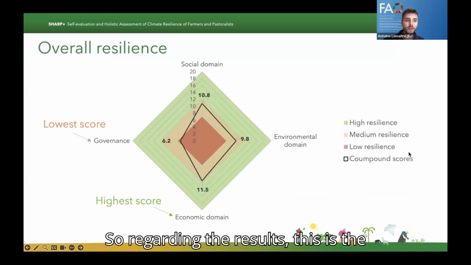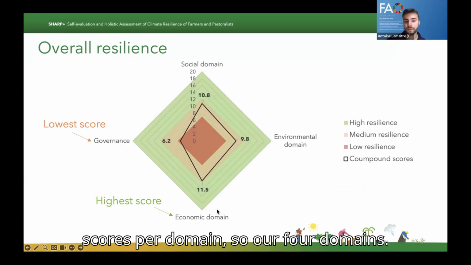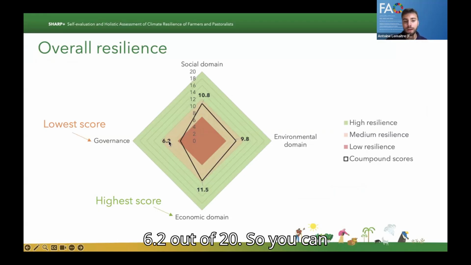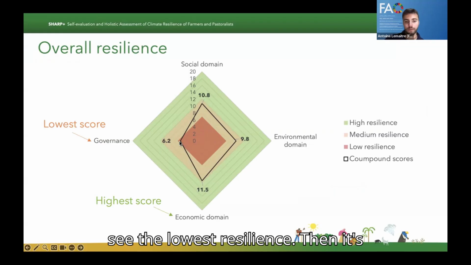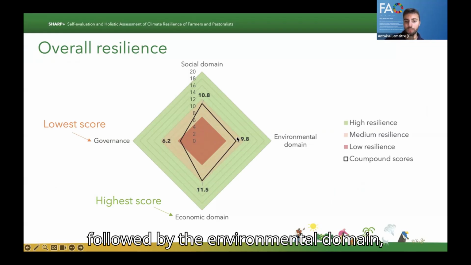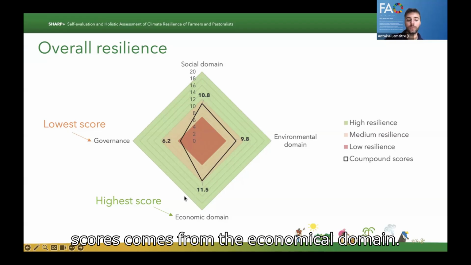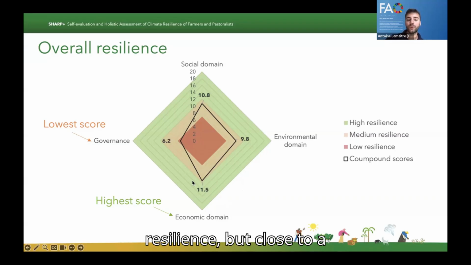So regarding the results, this is the overall resilience, where you can see the scores per domain. So our 4 domains. We can see that the lowest scores come from the governance domain with 6.2 out of 20. So you can see that it falls under the red range here, with a low resilience, the lowest resilience. Then it's followed by the environmental domain, which is at 9.8 out of 20, so within the medium resilience range. Then the social domain, and the highest scores come from the economic domain with 11.5. So it's still a medium resilience, but close to a high resilience.